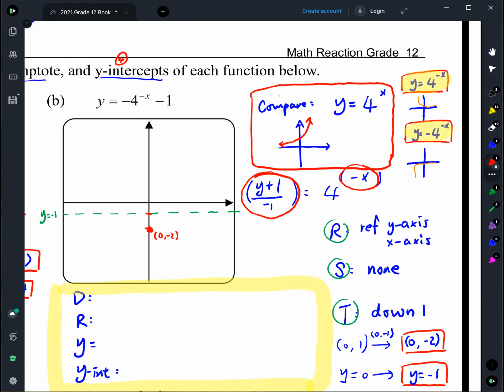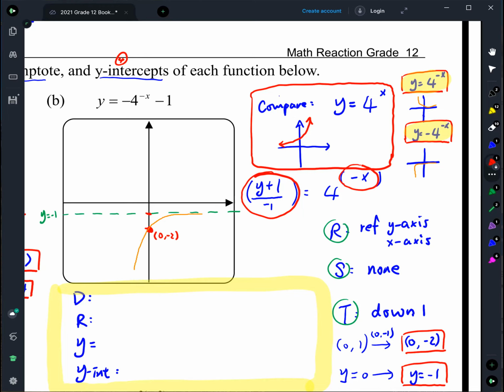Wait, sorry, does it not pass 0, -2? Well, it has to pass through 0, -2. That's why I call that a special point, right? It has to show that. Yeah, there you go. Okay, so that's the graph we want to draw.